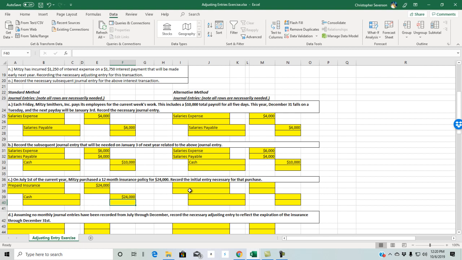If we were using the alternative method, instead of setting it up as prepaid insurance and then eventually using it, we assume, basically, that we're using it all this period. So we debit insurance expense and credit cash for that $24,000. Now, one way or the other, regardless of whether we start off with the asset and move it to the expense, or start off with the expense and move it back to the asset, the end result has to be the same. We're going to end up the period with only the amount we've used in expense and the amount that's unused in prepaid insurance.